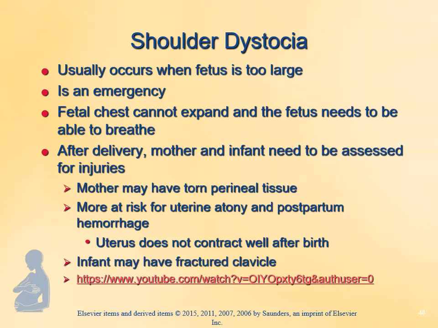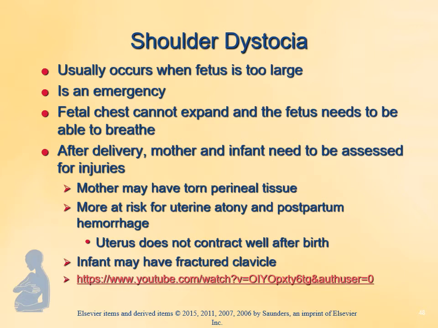Typically we try what's called McRoberts maneuver first, where we kind of help the woman to open her pelvis by getting her legs open and pushed back as far as they can go to help create as much space in the pelvis as possible. And then the provider can go in and try to rotate the baby so that that shoulder kind of rotates down and comes under that bone.